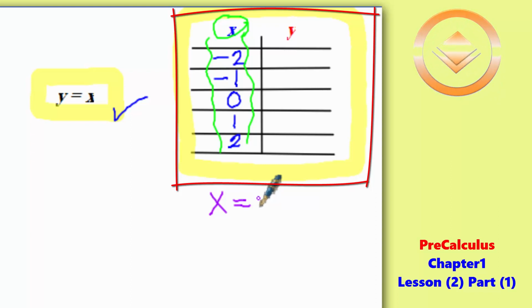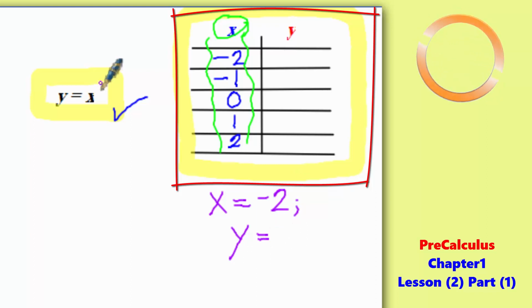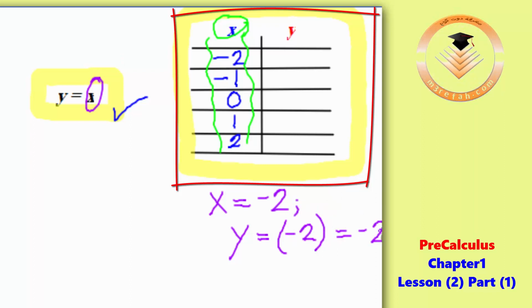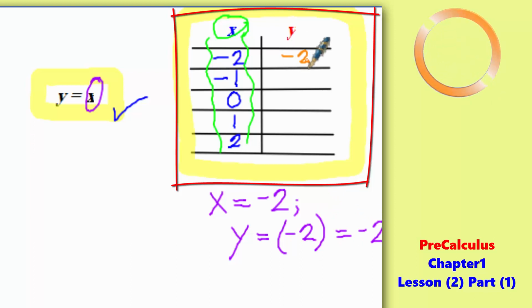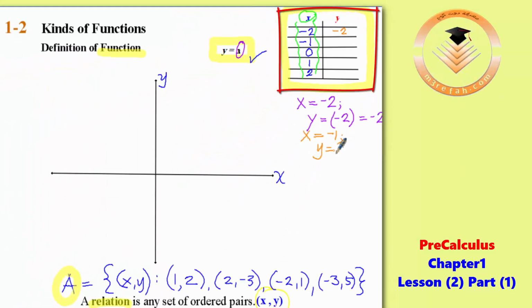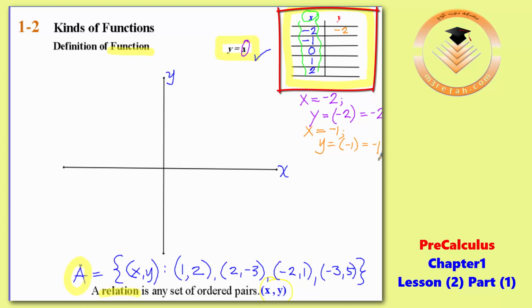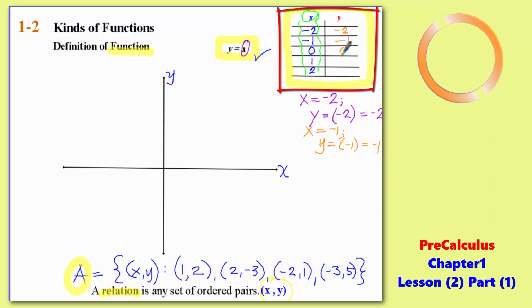If x is equal to -2, just plug in your x on this. So that will be -2, so y is also -2. Now if your x is equal to -1, our y will be equal to -1. And for the rest of the values of x, if you follow the same procedure as I've done, you will get the same values for 1 and 2.